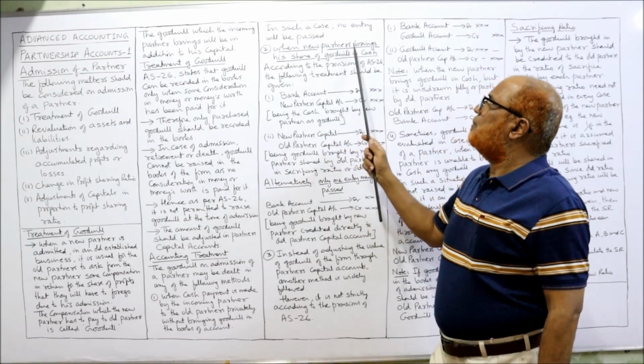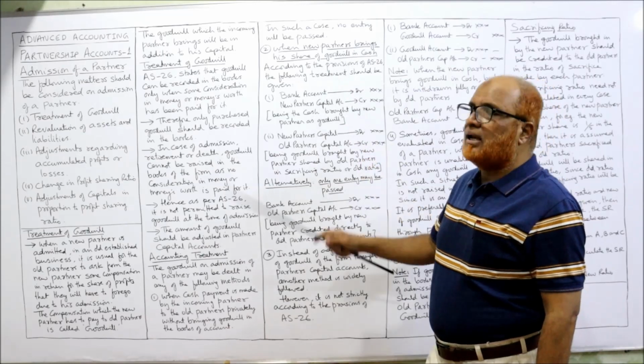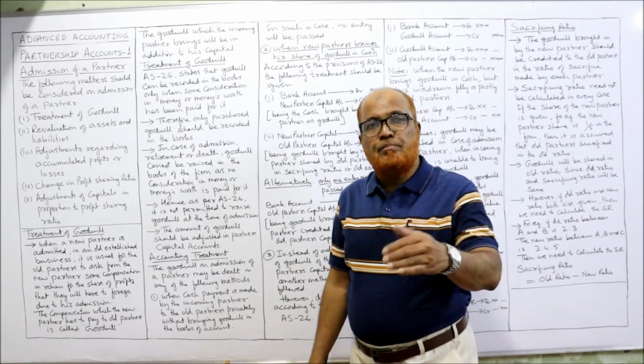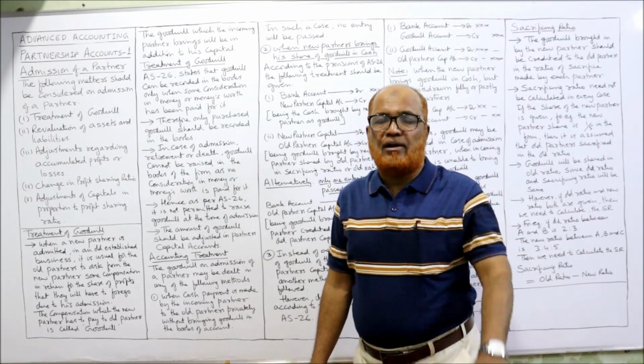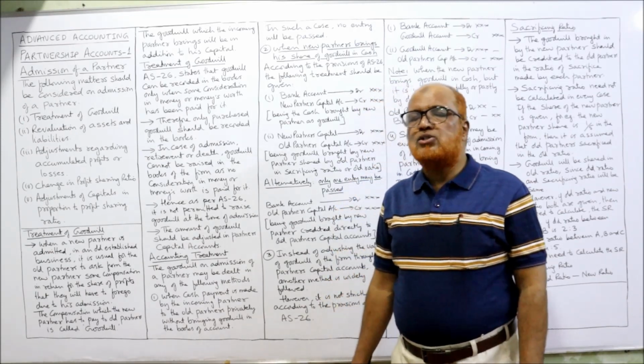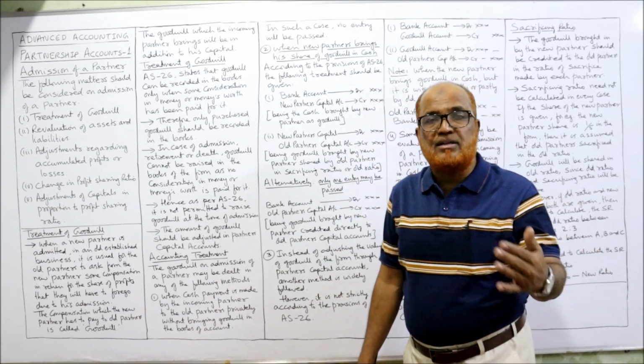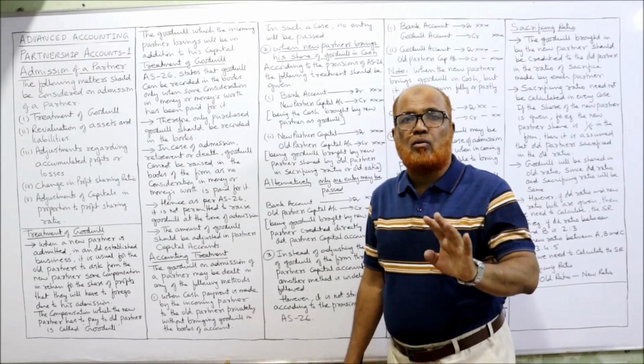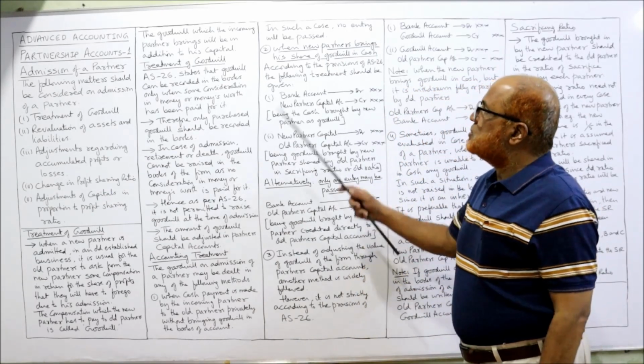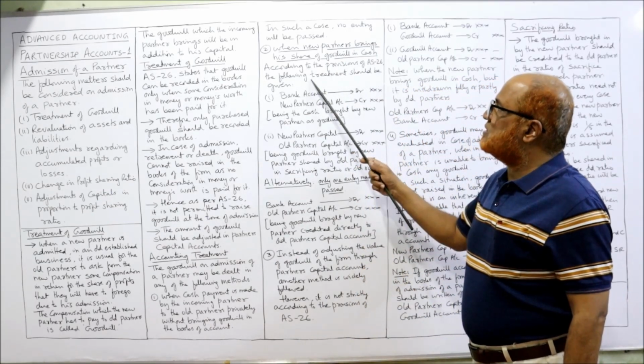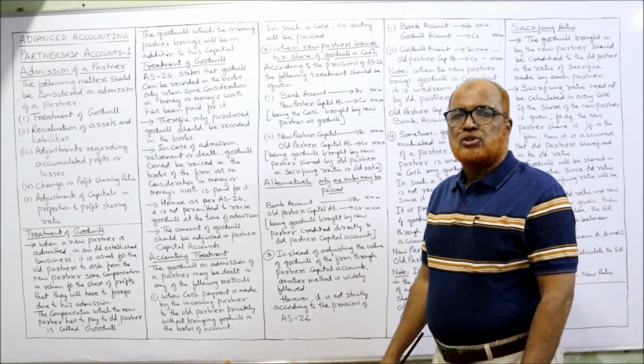Second situation, when the new partner brings his share of goodwill in cash. Now he is bringing in cash. He is not paying privately. The new partner is not paying the goodwill in cash privately, but it is being recorded. So how to record it? According to the provisions of AS 26, the following treatment should be given. So what is the treatment?